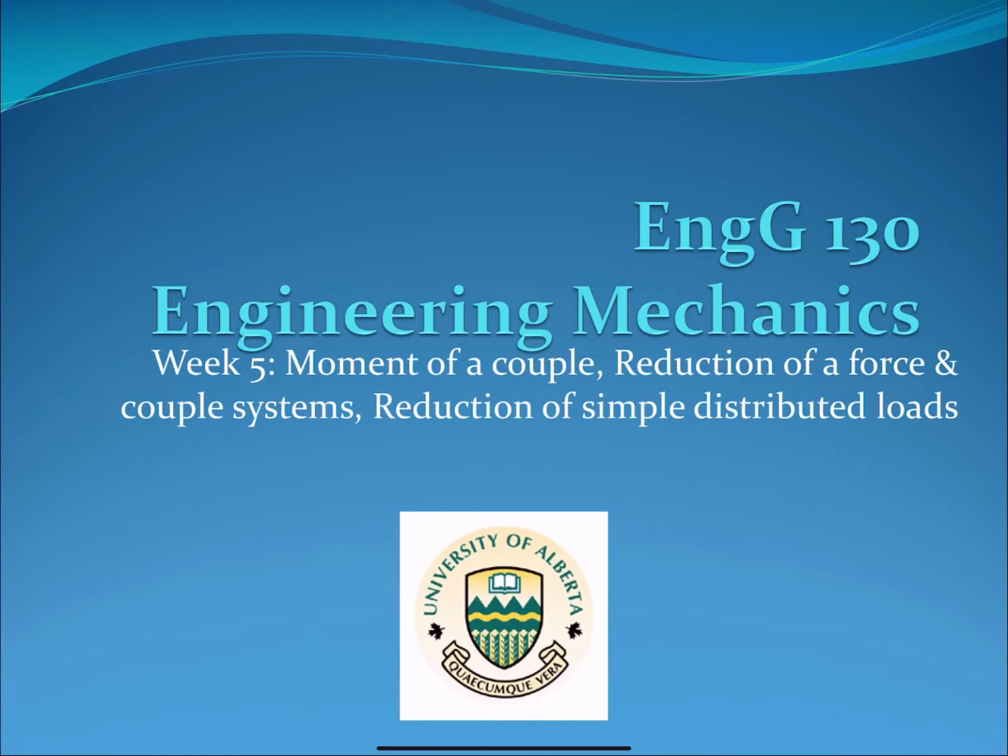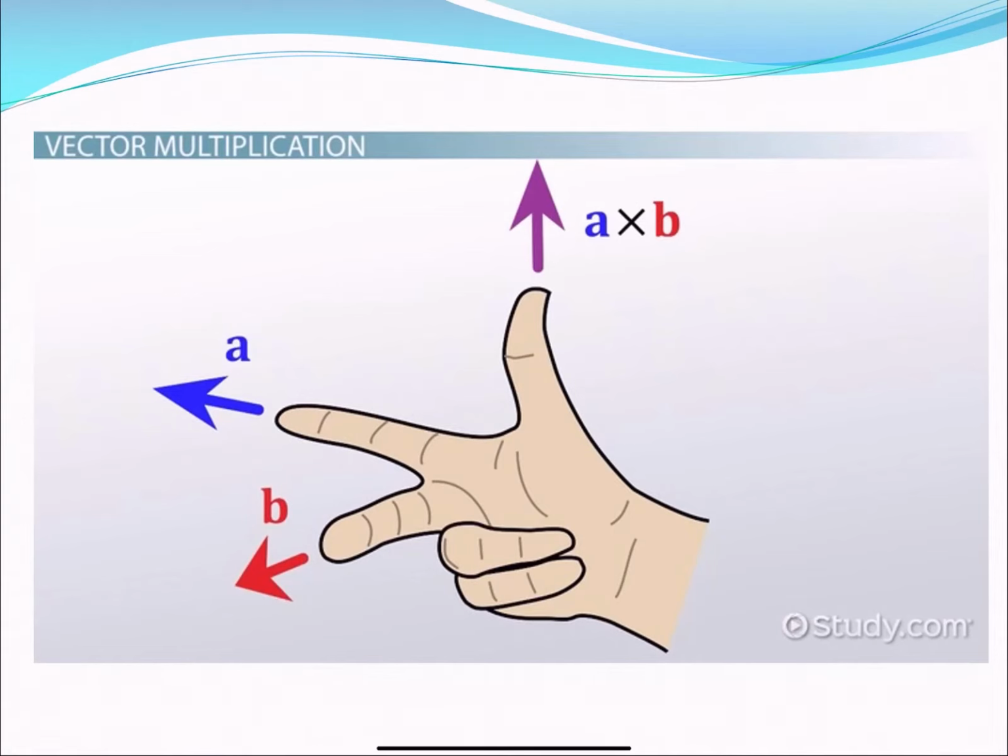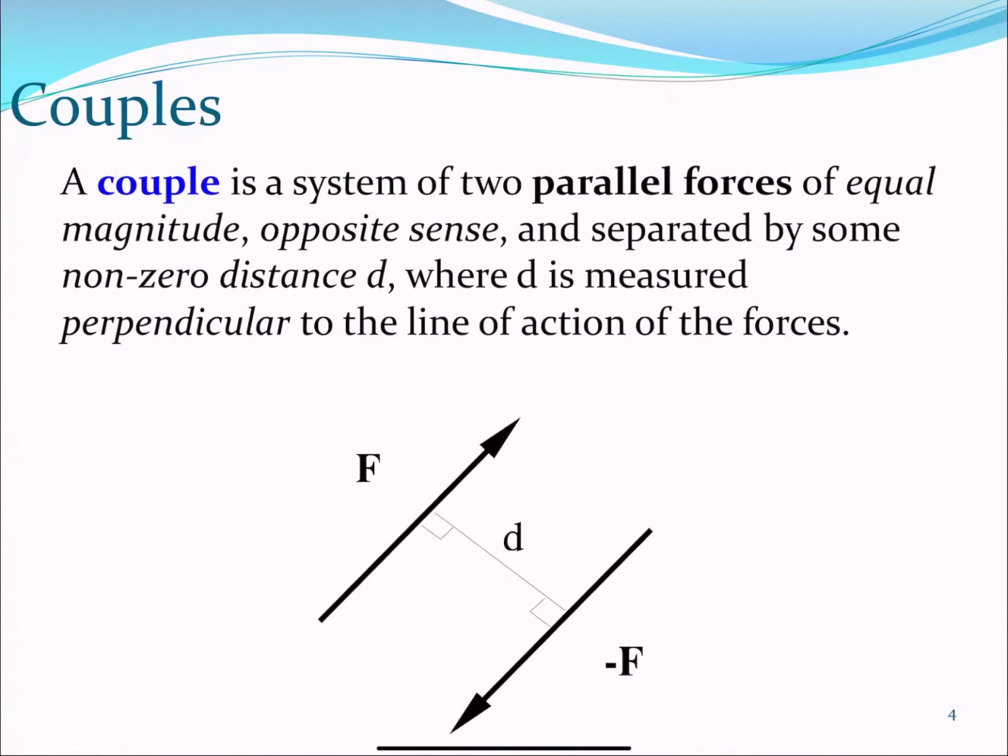So for starters, let's talk about couples. Couples is the first topic we want to cover. Just a brief recap: right hand rule. A cross B is equal to index finger A, middle finger B, and the thumb gives you the sense of the arrow, where the cross product vector goes. So right hand rule, don't hurt yourselves at home. Always be mindful of your vectors.